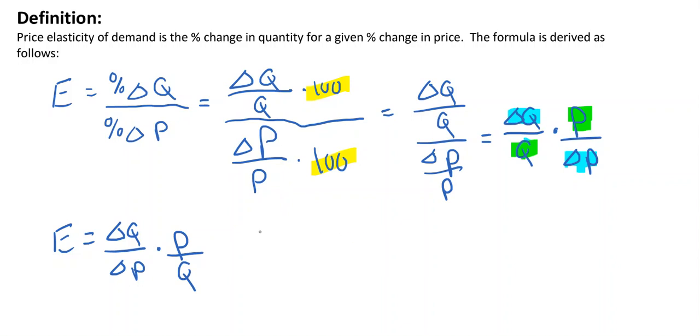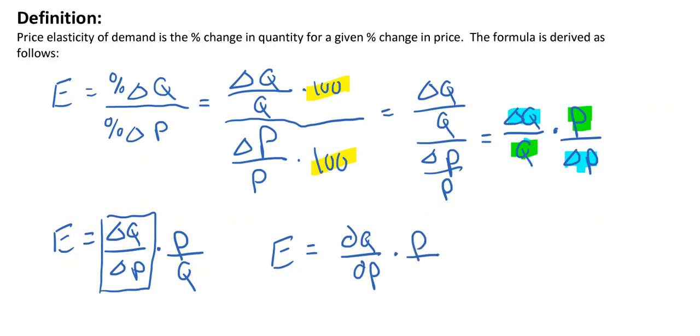But from a calculus point of view, we want to just go a little bit further because we know that delta Q over delta P is a rate of change. And that's what we're going to be looking for here, an instantaneous rate of change. This can be represented by the derivative. So that would be dq dp, the derivative of q with respect to p, times p over q. And so from calculus, this would be our definition, with one more little thing to be added here.